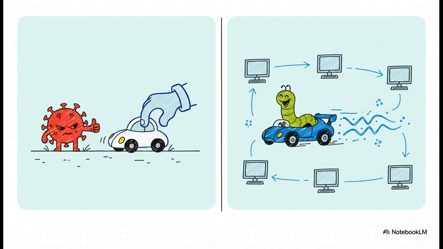So, let's boil it down. Here's the key difference in a nutshell. A virus is like a hitchhiker that needs you to give it a ride by opening a file. A worm, on the other hand, is like a self-driving car of chaos. It just goes and spreads all on its own. It's a simple distinction, but a really crucial one.